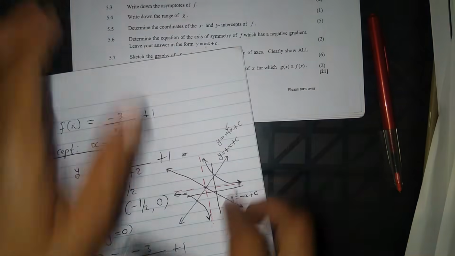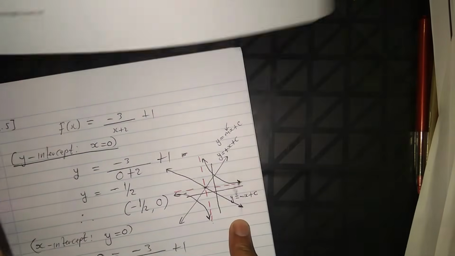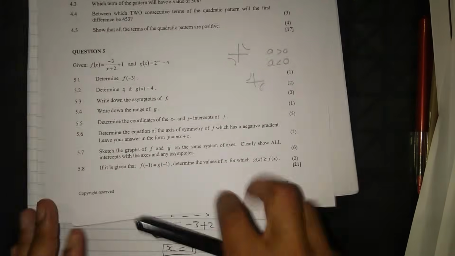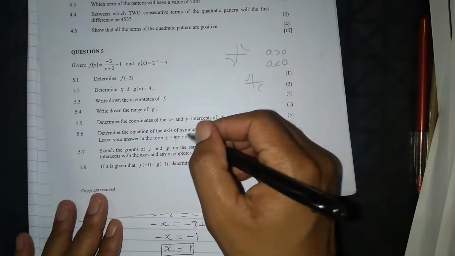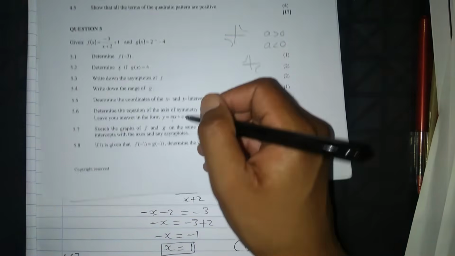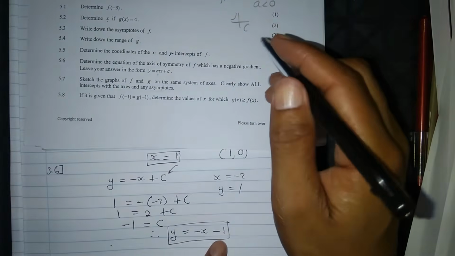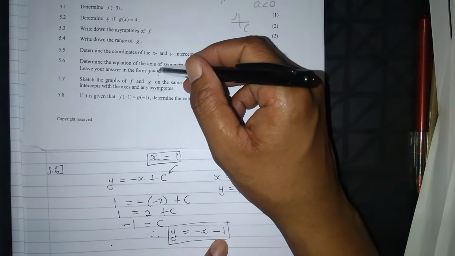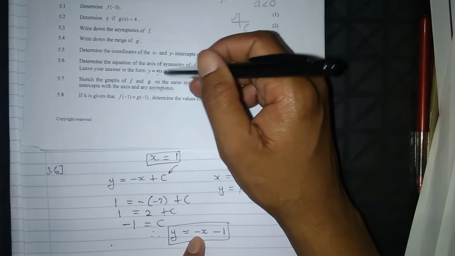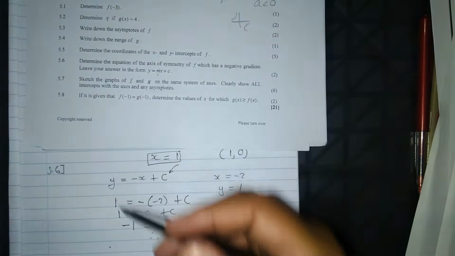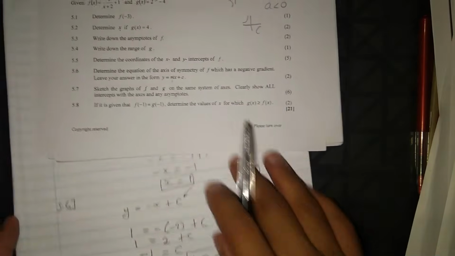Write down your axis of symmetry in this format. Using the c I calculated, it's negative 1, and then my m is negative 1. So the x and the y are my variables for the function.